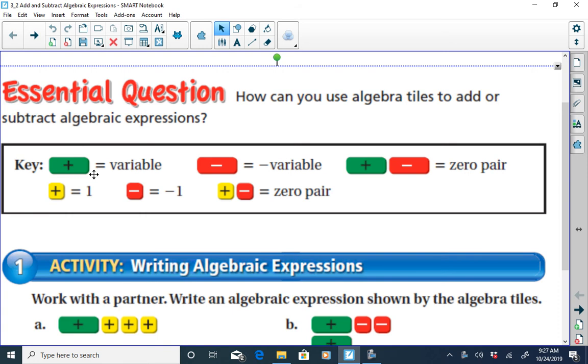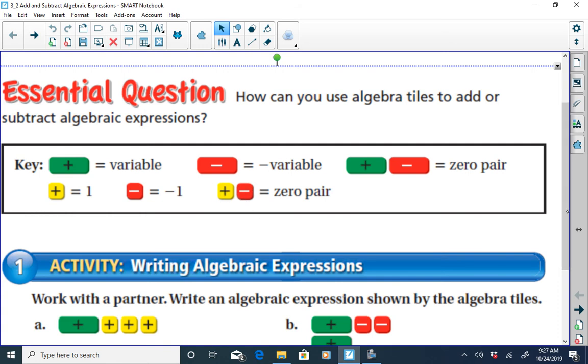A green rectangle is going to represent a variable. So one green rectangle represents 1x. One red rectangle would represent the opposite of x, or negative 1x. And then we have our zero pair, which would be a green rectangle and a red rectangle put together. We have a yellow square representing positive 1, a red square representing negative 1, and once again you can make a zero pair when you have opposites.